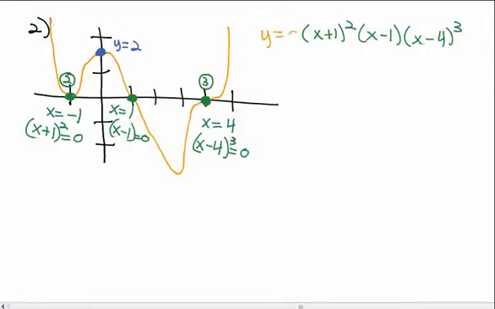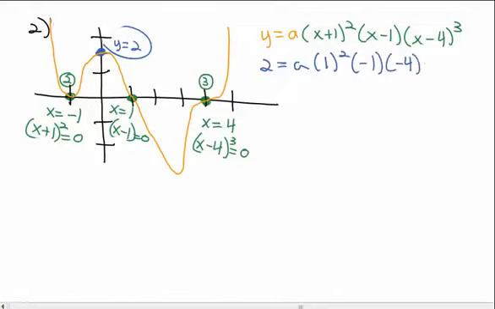And again, we'll say y equals a times all of that, because we need to figure out if there's a number in front. Usually there is, and we can calculate that from our y-intercept. Our y-intercept is 2, so we'll say 2 equals, and we'll make all the x's equal to 0. So we have a times 1 squared times negative 1 times negative 4 cubed. So 2 equals, 1 squared is 1, negative 4 cubed is negative 64, times negative 1 is positive 64a. Divide both sides by 64, and a is 1 over 32.